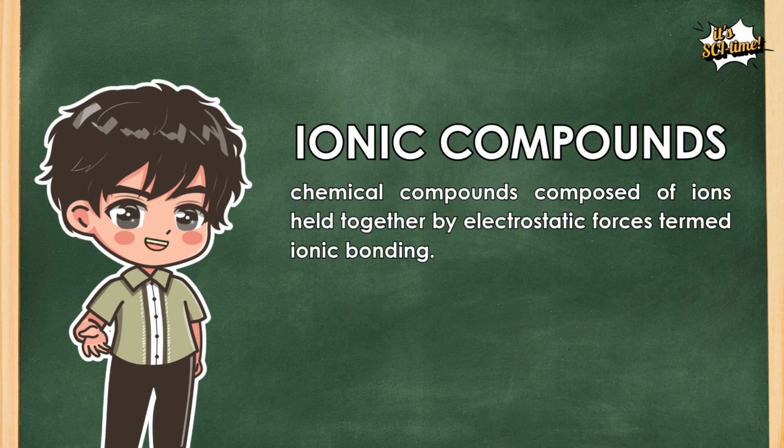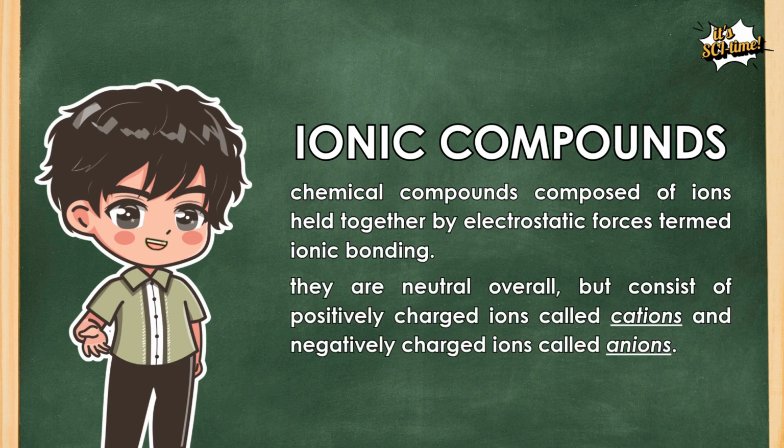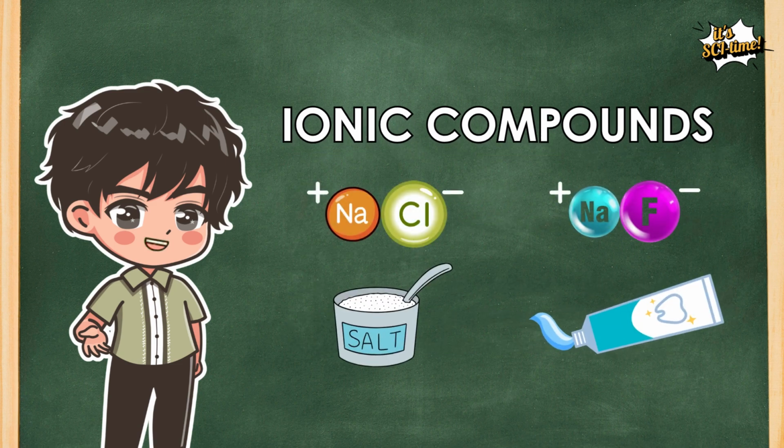First, ionic compounds. These are chemical compounds composed of ions held together by electrostatic forces termed ionic bonding. They are neutral overall but consist of positively charged ions called cations and negatively charged ions called anions. Examples of ionic compounds include your sodium chloride, which is commonly known as your table salt, and sodium fluoride, which is a component of toothpaste.